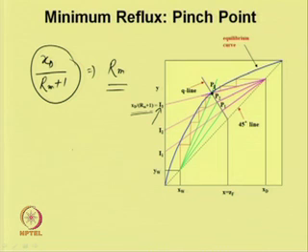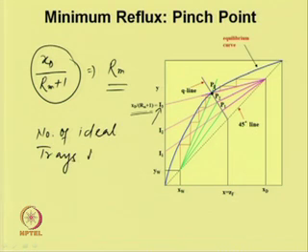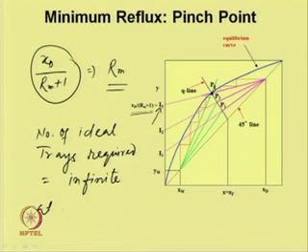So, the number of ideal trays required would be infinite at minimum reflux ratio.